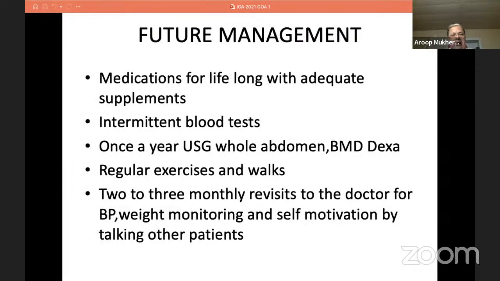Future management: medication for a lifetime with adequate supplements, and intermittent blood tests. Once a year, ultrasound whole abdomen and BMD DEXA to check that the patient is not losing calcium or bone density, regular exercises, encouraging walks, 2 to 3 monthly visits to the doctor for blood pressure and weight monitoring, and self-motivation by talking to other patients who are recovering. This has been my sheet anchor of treatment for the patients I practice.